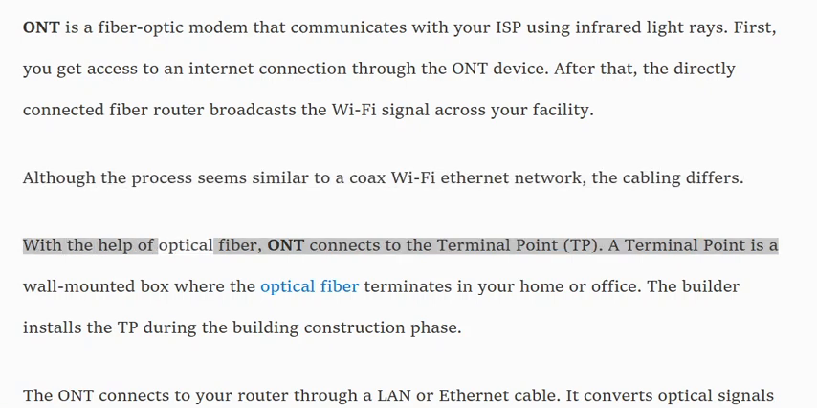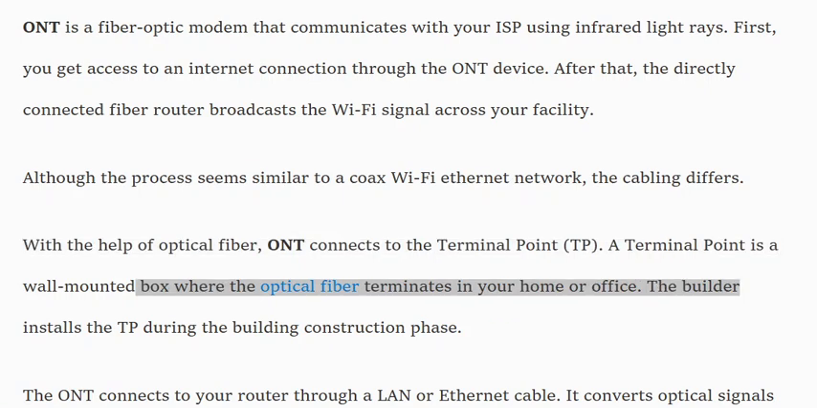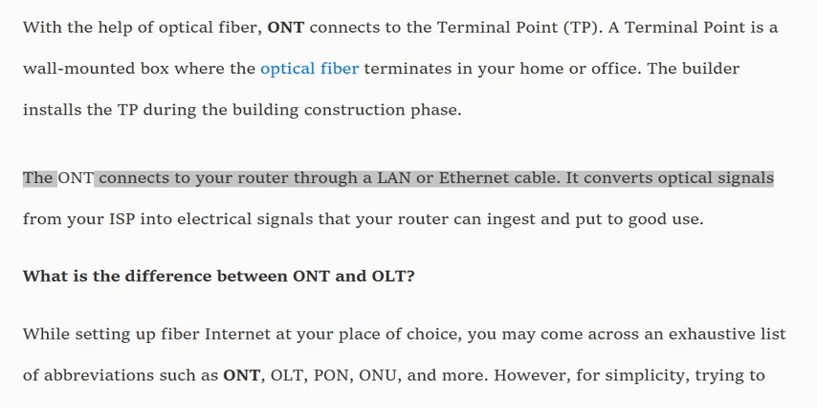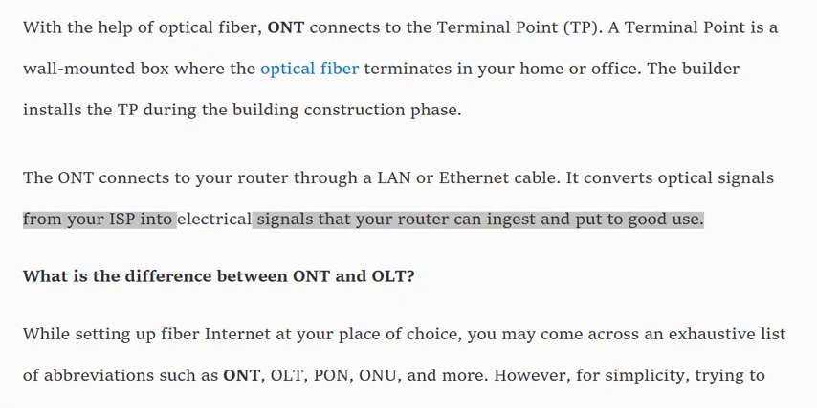With the help of optical fiber, ONT connects to the terminal point, TP. A terminal point is a wall-mounted box where the optical fiber terminates in your home or office. The builder installs the TP during the building construction phase. The ONT connects to your router through a LAN or Ethernet cable. It converts optical signals from your ISP into electrical signals that your router can ingest and put to good use.